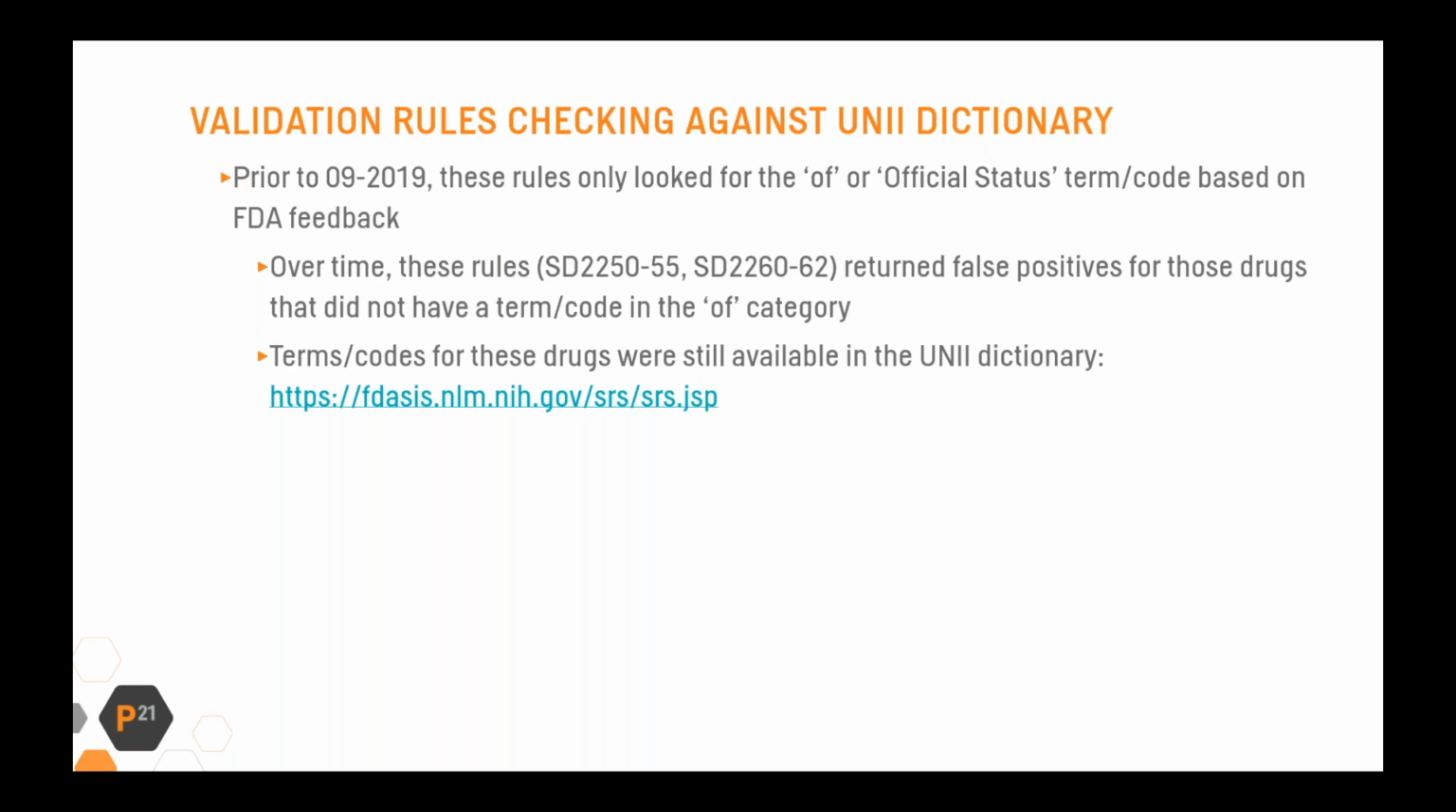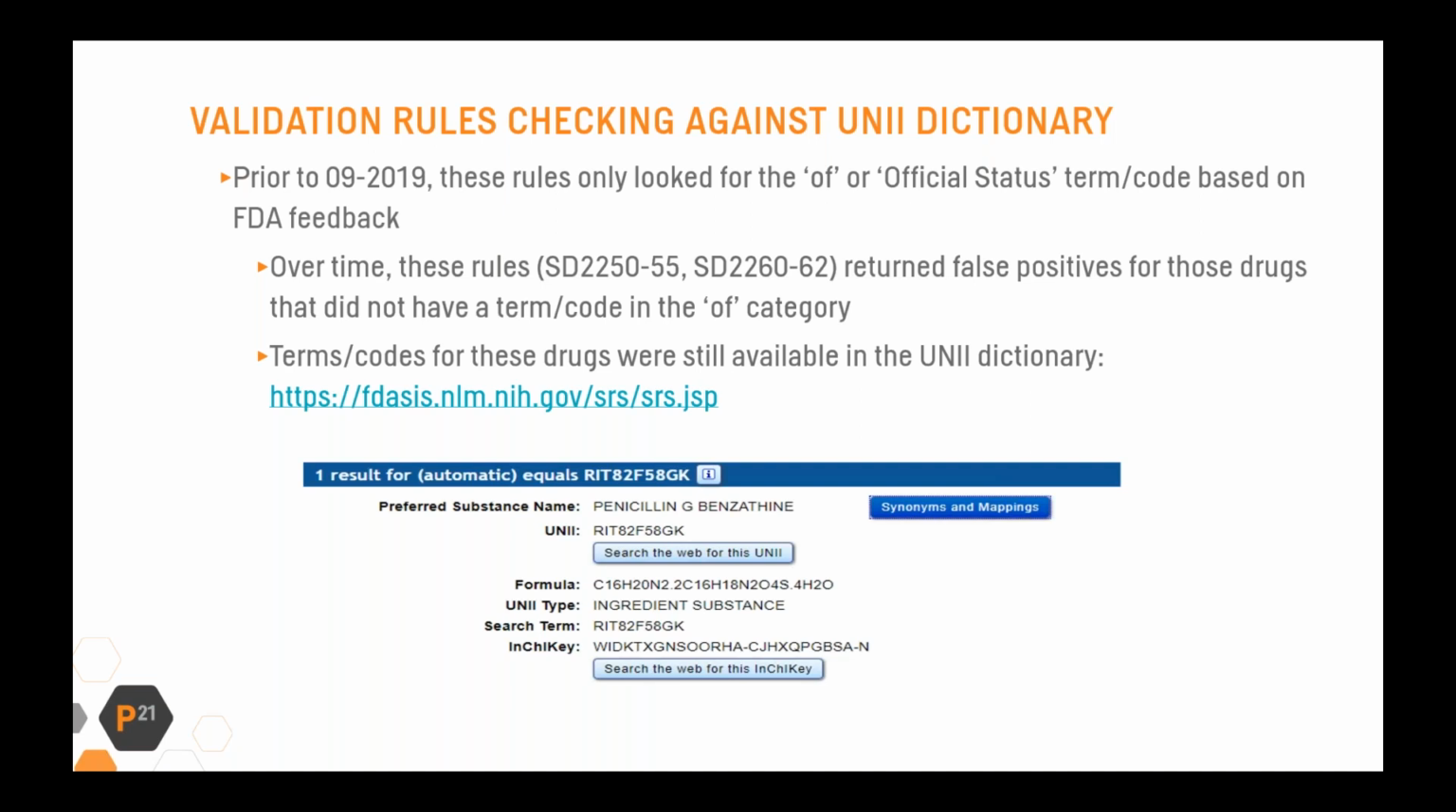But then when you went to search for these in the UNII dictionary, they were returning a term and code for those. Most likely because they didn't have an OF term and code, but they did have one in those other 4 discrete categories. So here's an example of when it was found in the UNII dictionary for this penicillin G benzenine. The UNII code is there.